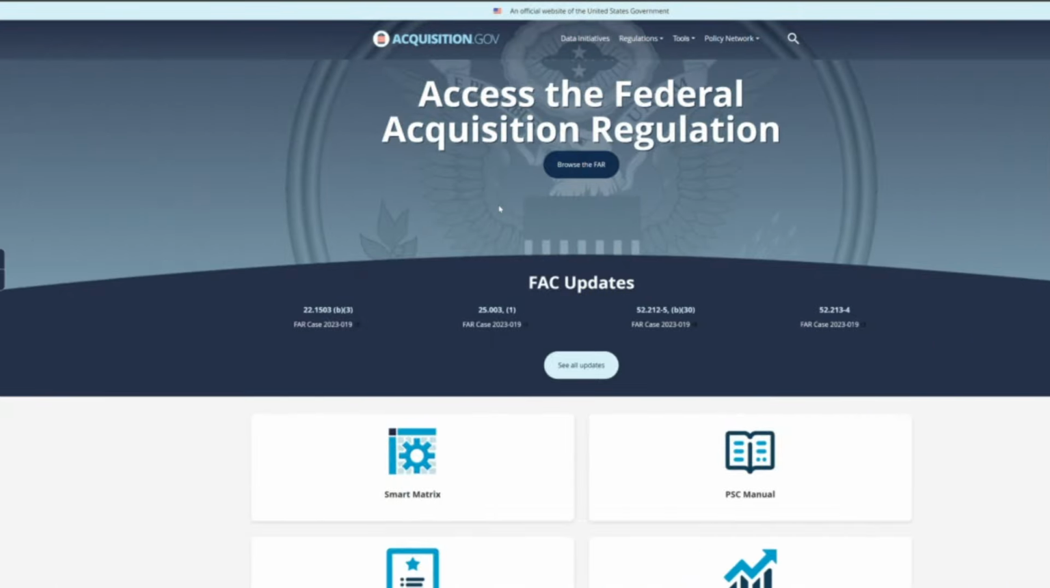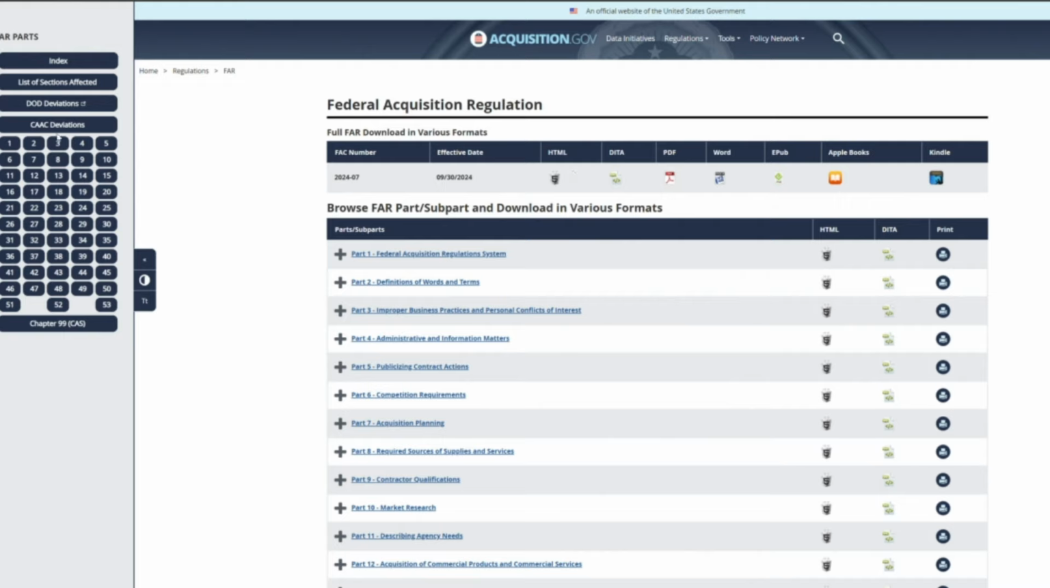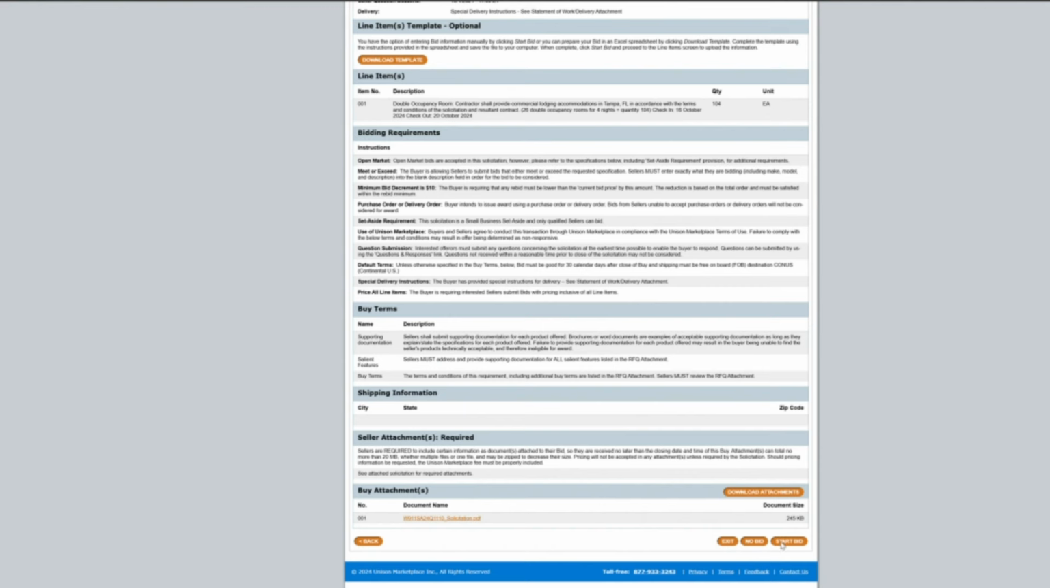What's important about this solicitation is you want to go to the FAR. And the FAR are the Federal Acquisition Regulations. The FAR is the Bible of government contract. You could view the FAR at acquisitions.gov. To browse the FAR, you just click here and you could browse the FAR. The first set of numbers on the clause is the part number in which you would use to look up what you're looking for. Let's click on Start Bid.